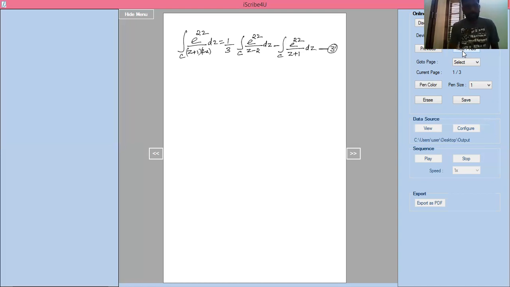Now, first, here I have to use the bracket. This 1 by 3 is common, so I took 1 by 3 common here. Now z minus 2 gives one zero and z plus 1 gives another zero. We have to check the given circle.